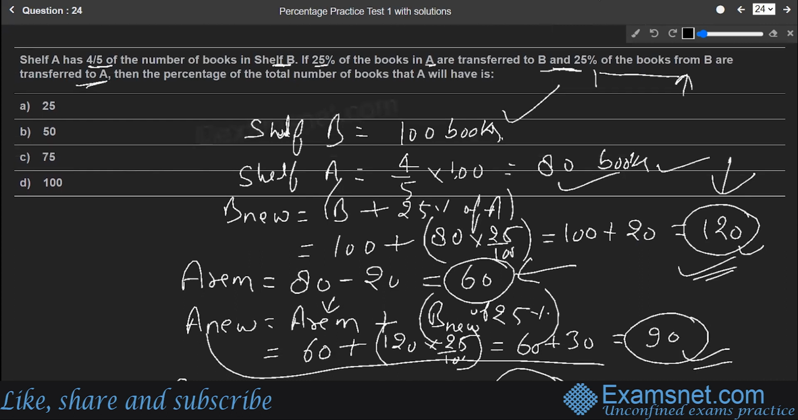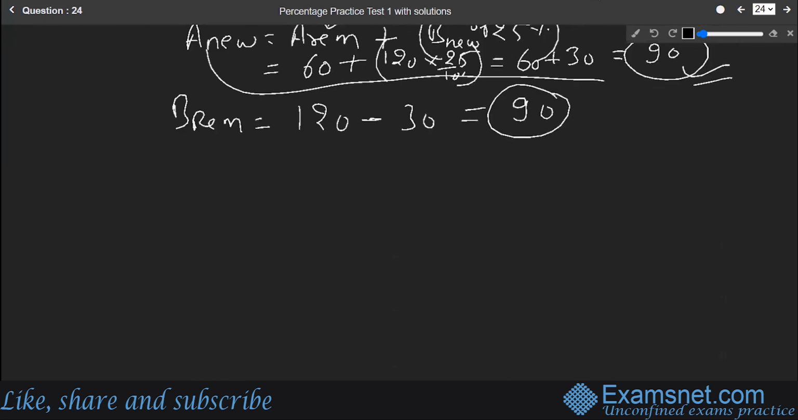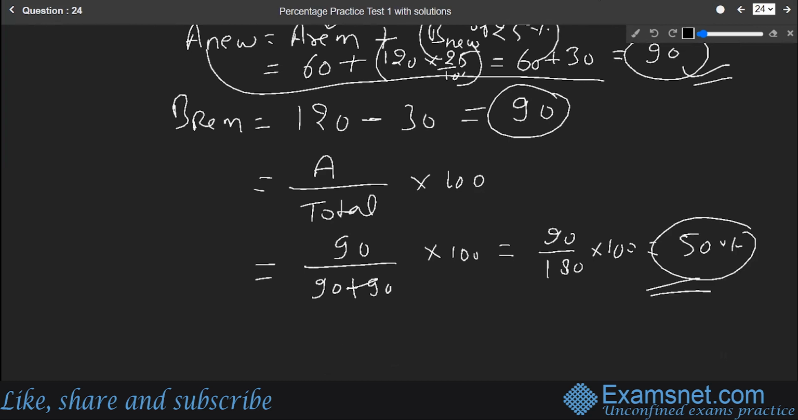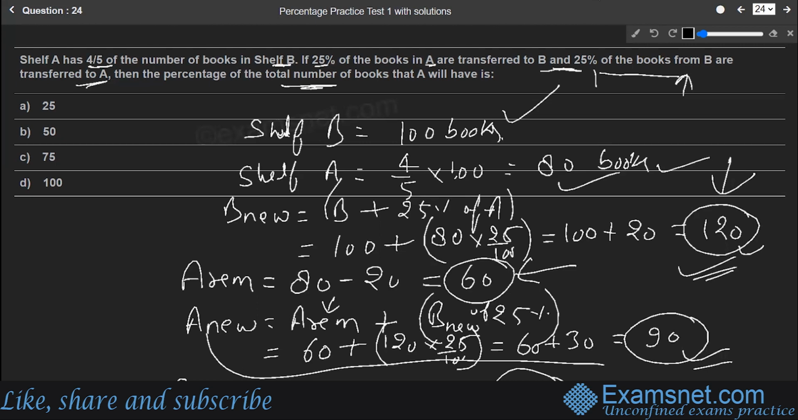Okay, then let's see what the question is. He's saying the percentage of the total number of books that A will have is, okay, so how many books is A having? So we are supposed to calculate A divided by the total number of books into 100. How many books does A have? 90. Total books are 90 plus 90, that is with A and B, into 100%. Clearly this comes out to be 90 by 180 into 100%, which is nothing but half of 100%, that is exactly 50%. So that becomes the right answer, 50%. Let's see where it is available in the options. Available in option B, so B becomes the right answer for us.